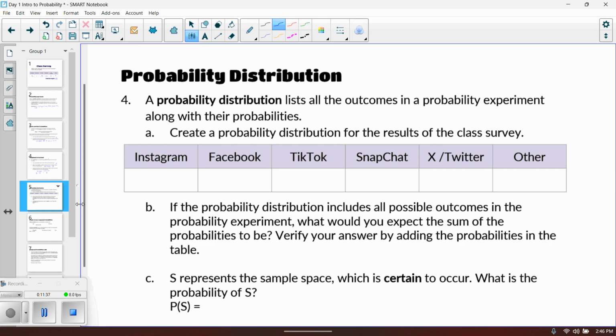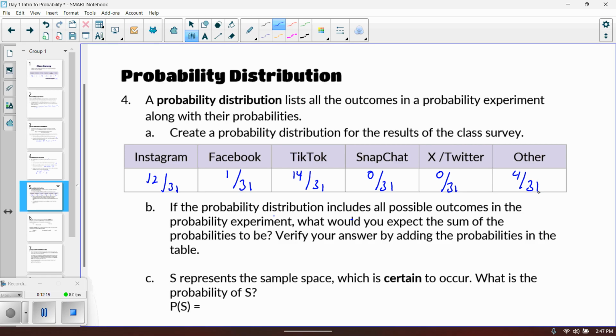So Instagram had 12 people select it. So that would be a probability of 12 out of 31. Okay, Facebook, because I selected it, would be 1 out of the 31. TikTok, which we've just been dealing with, was 14 out of the 31. Snapchat had 0 out of 31. And X and Twitter had 0 out of 31. And then the other category had 4 out of 31.